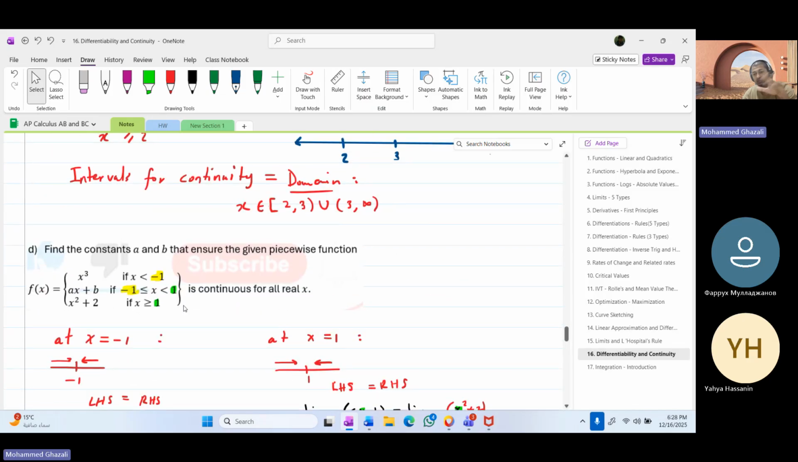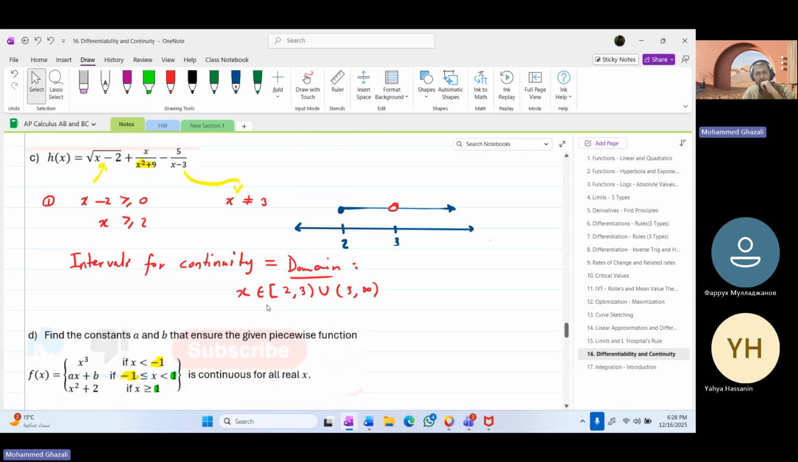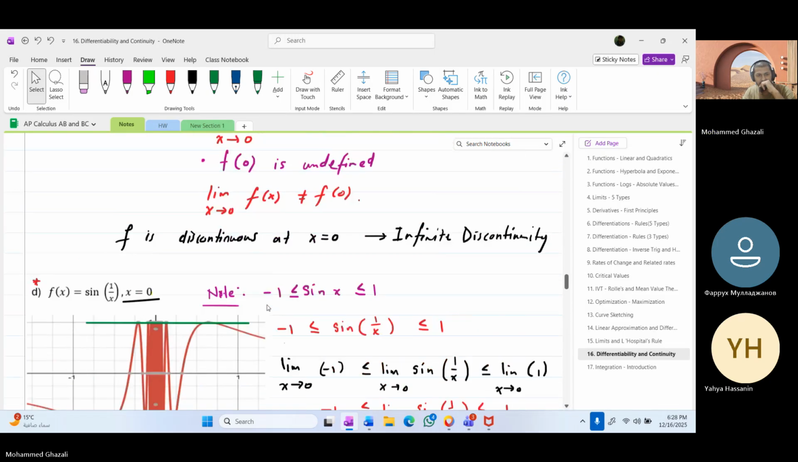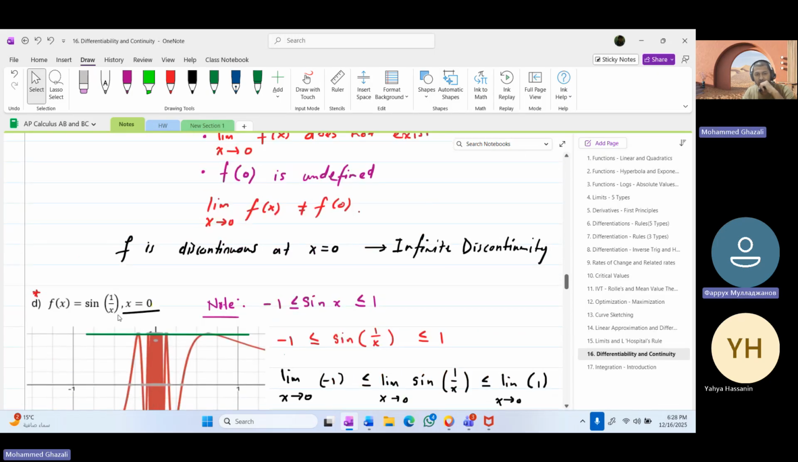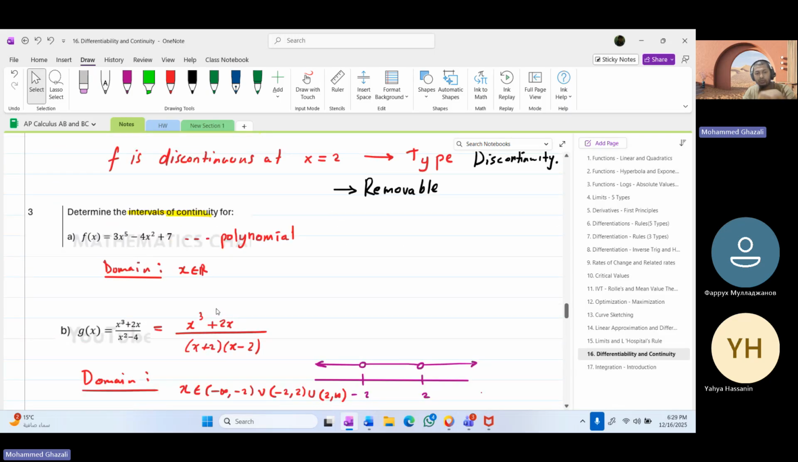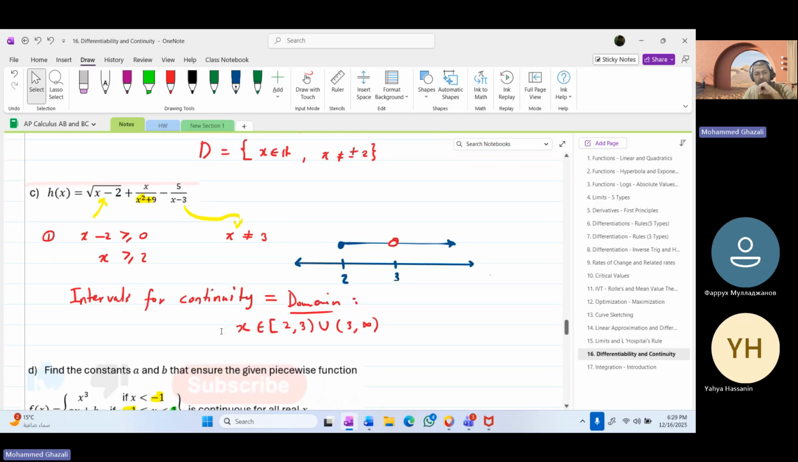This is problem solving using continuity. Whenever you're solving problems like these, you're not looking for discontinuity. Discontinuous problems are the ones that I've done on top. These are continuous problems. You're making the function continuous.